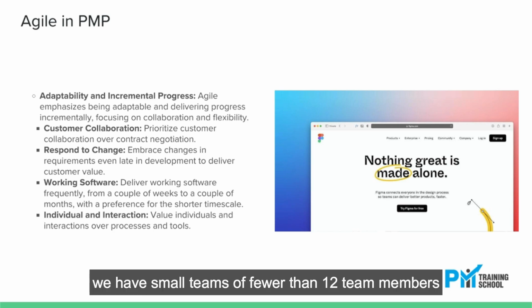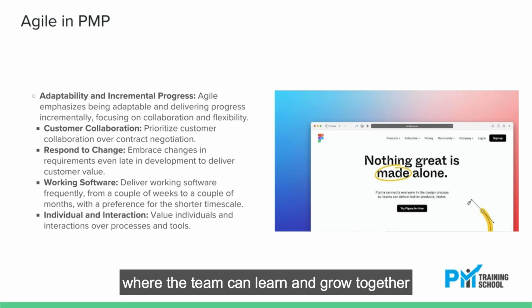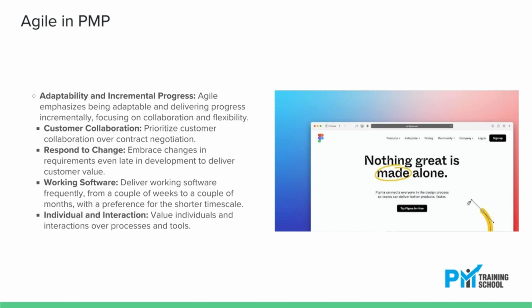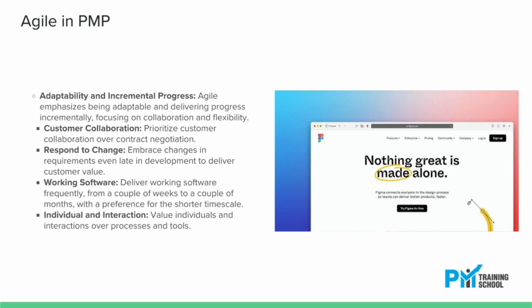In Agile, we have small teams of fewer than 12 team members. As a servant leader, we provide them with an environment where the team can learn and grow together. We need to make sure the team can make mistakes and learn from them. Scrum is the most used project management framework in Agile.